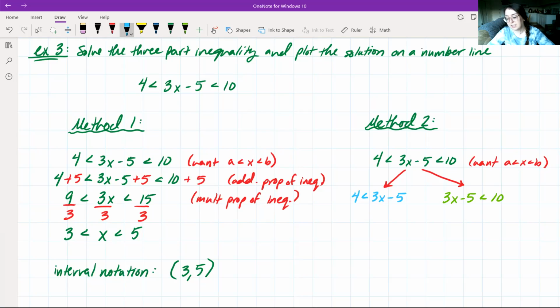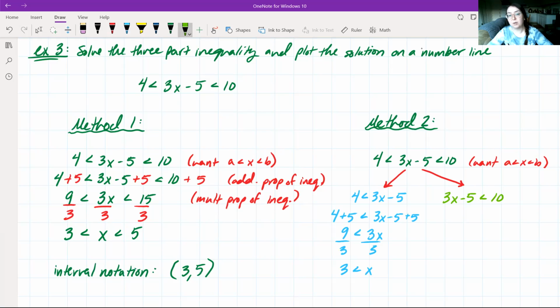So we have 4 is less than 3x minus 5. We want to add 5 to both sides. So we're going to say 4 plus 5 is less than 3x minus 5 plus 5. 4 plus 5 is 9, less than 3x, which then we divide by 3. And we get that 3 is less than x.